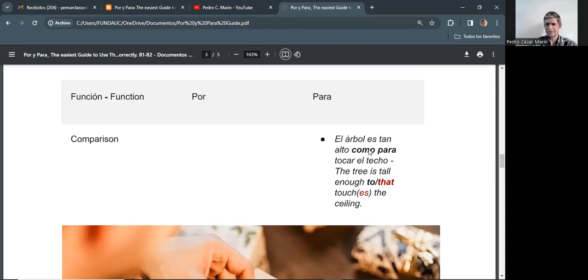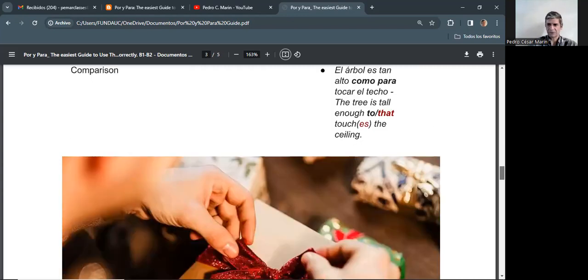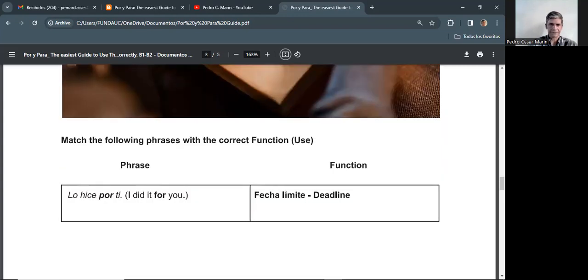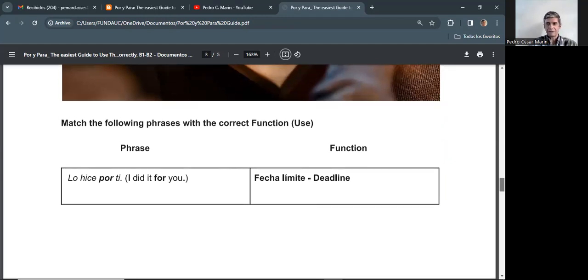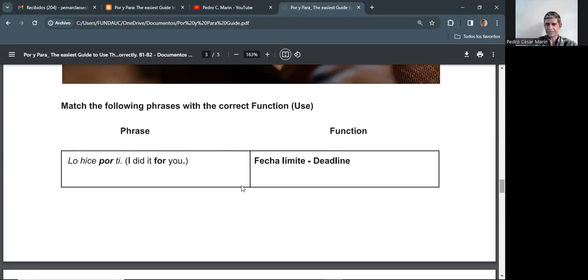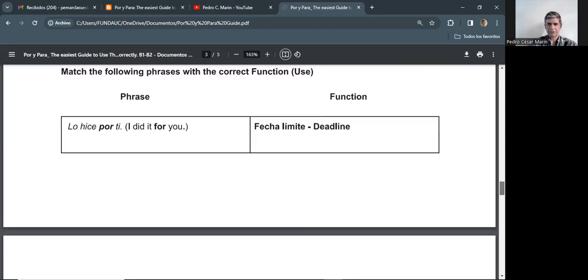And notice that I bold these two words because that's the complete thing. So para alone won't work. After this, you can find in the lesson some exercises. Here, you need to choose the correct option. So lo hice por ti. You are the reason, right?